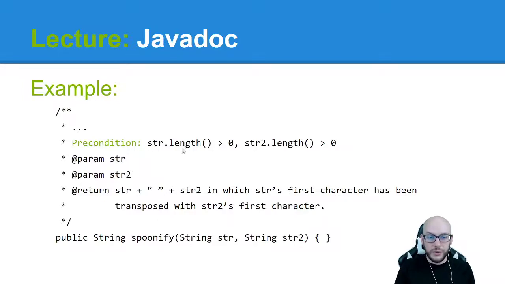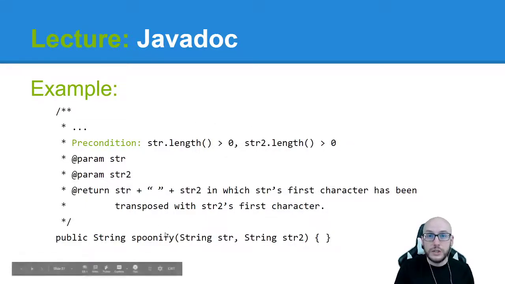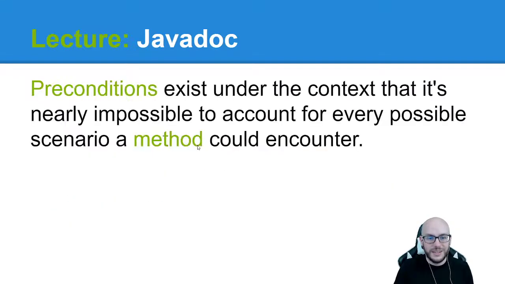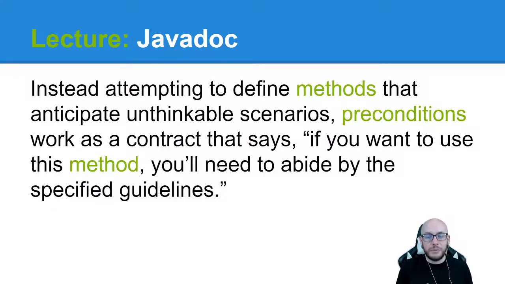I am not going to test the lengths of these strings. Instead, I'm going to put this precondition here telling users that if you're going to use my spoonify method, don't use a string with a length of 0. You're not going to be happy. I'm not checking for it. I'm asking that you just don't be stupid. Okay, that is the idea behind a precondition.